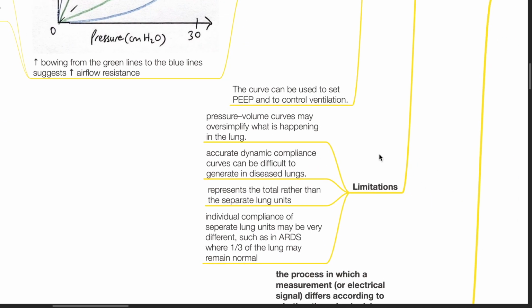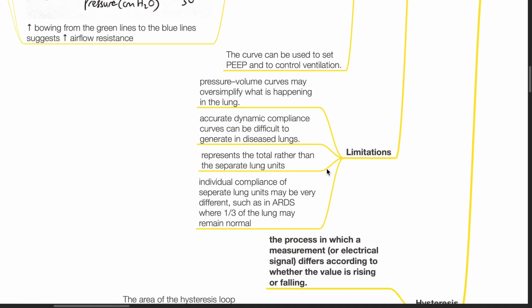Limitations of the PV curve. The pressure-volume curve may oversimplify what is happening in the lung. Accurate dynamic compliance curves can be difficult to generate in diseased lungs. The PV curve represents the total rather than the separate lung units. Individual compliance of separate lung units may be very different, such as in ARDS, where 1/3 of the lung may remain normal.